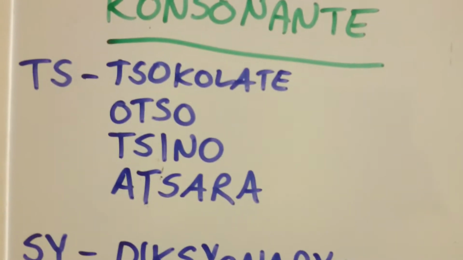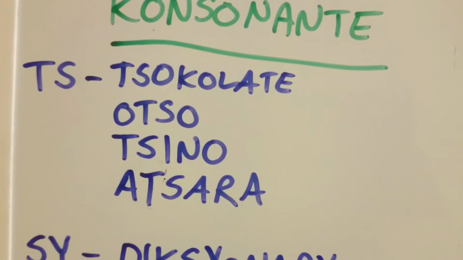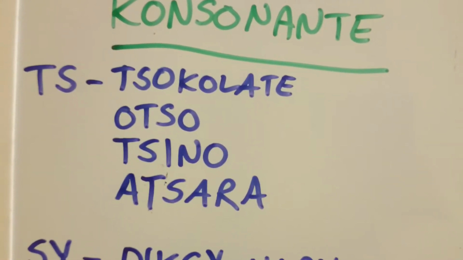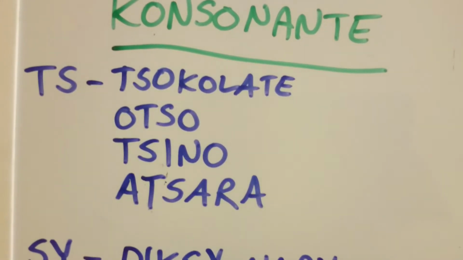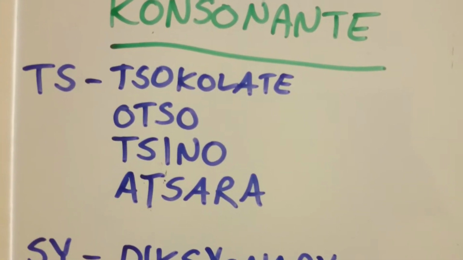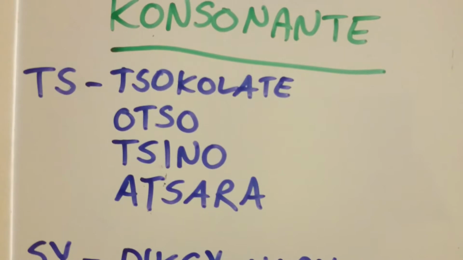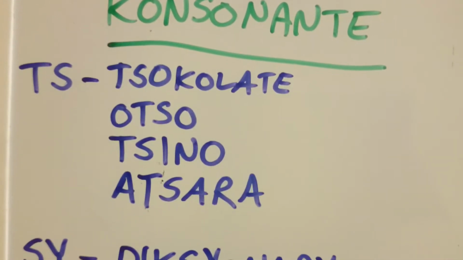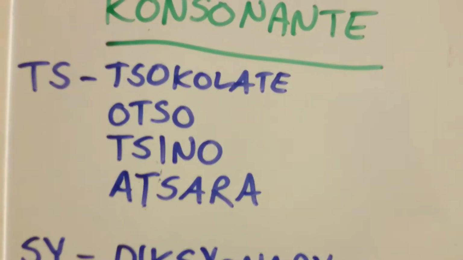Notice how I'm not saying ocho, but ocho, right? Listen. Chocolate, chocolate. Ocho, ocho, right? Chino, chino, right? Notice that there's a difference between the ch and the t, right? So just be aware about that.